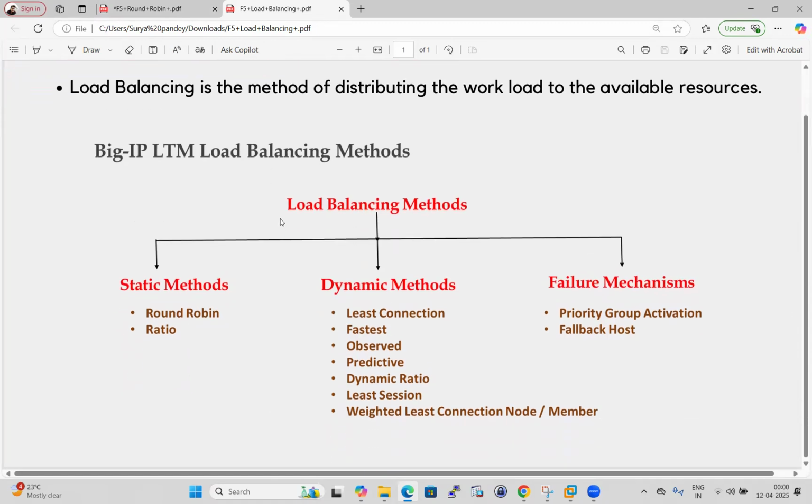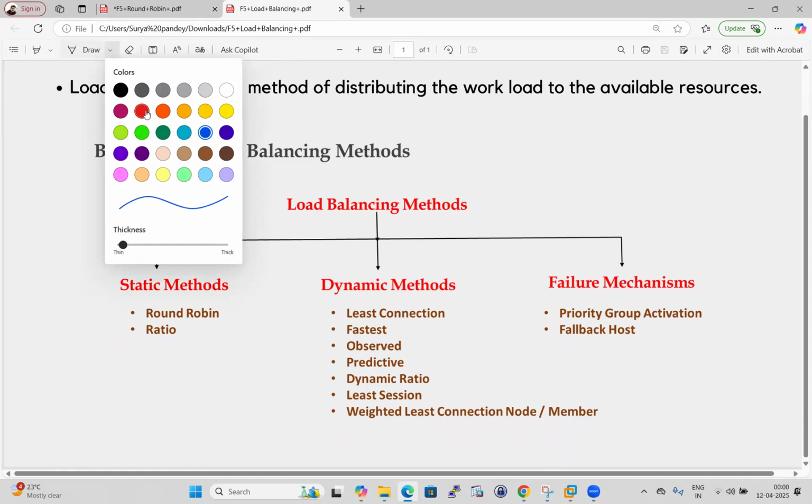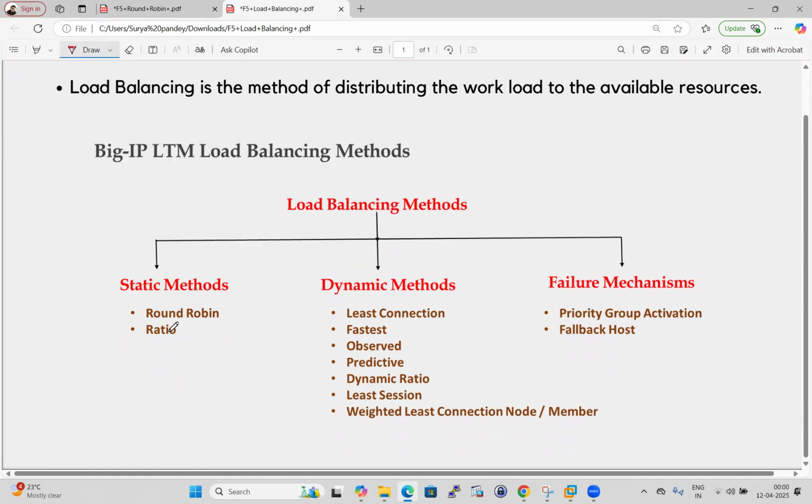In LTM, there are some load balancing methods. We have static methods. In this session, in static, we'll see round robin, and in the upcoming session we'll see ratio, and then all the things one by one. So in static methods, we have round robin and ratio. Guys, these types of questions are also asked in interviews, so please concentrate here. In dynamic methods, we have least connections, fastest, observed, predictive, dynamic ratio, least sessions, weighted least connection node member. We'll see one by one, don't worry.